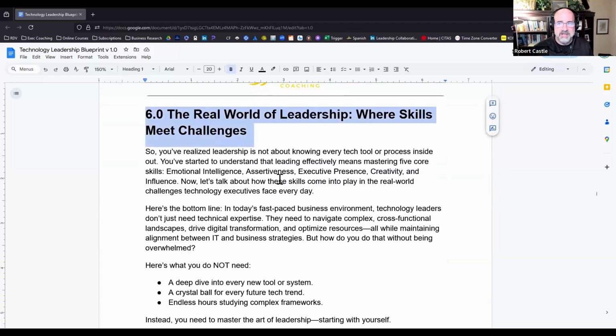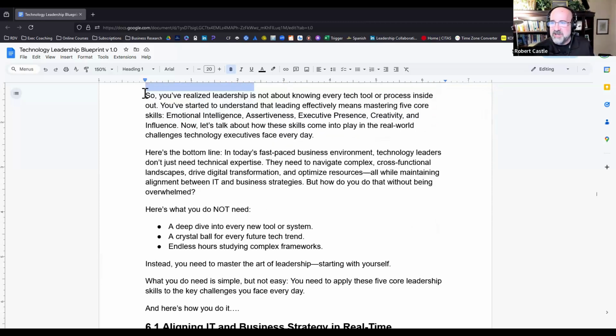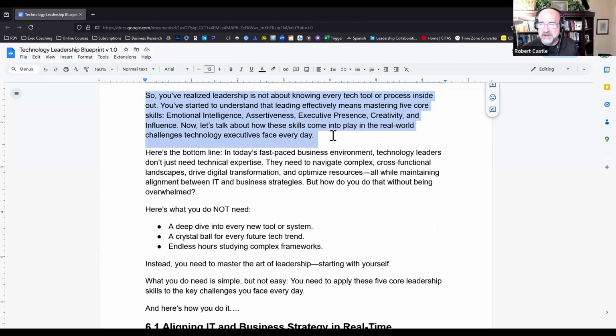So let's go to chapter 6, the real world of leadership, where skills meet challenges. So you've realized leadership is not about knowing each tool or process inside and out. You've started to understand that leading effectively means mastering 5 core skills: emotional intelligence, assertiveness, executive presence, creativity, and influence. Now let's talk about how these skills come into play in the real world of challenges technology executives face every day. Here's the bottom line.